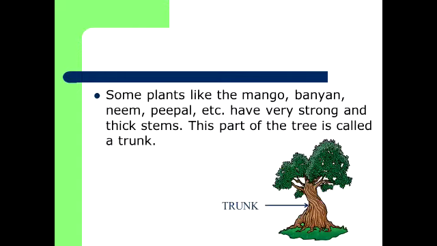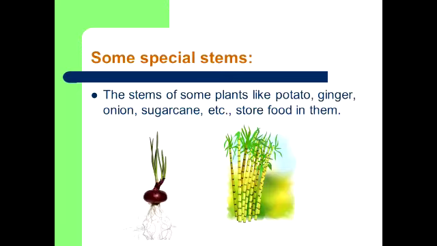Some plants like the mango, banyan, neem, peepal, etc. have very strong and thick stems. This part of the tree is called a trunk. Now kids, can you see the diagram here? The thick part of the tree, the strong and thick stem is known as trunk.